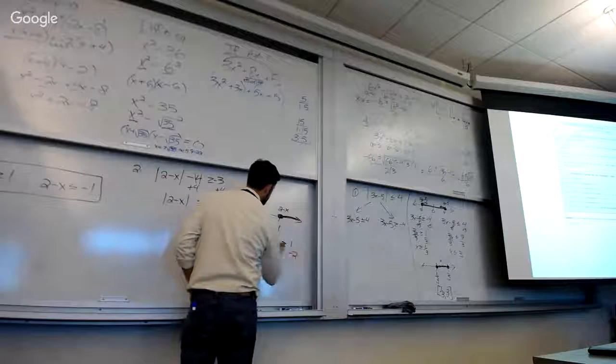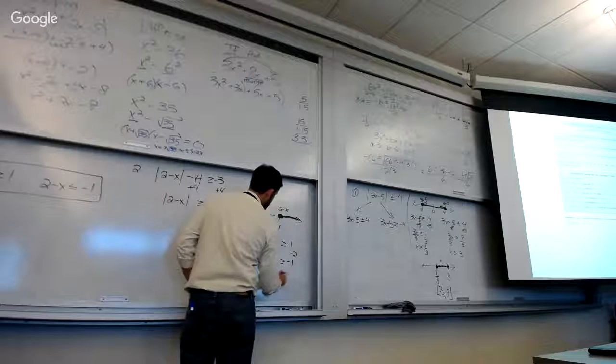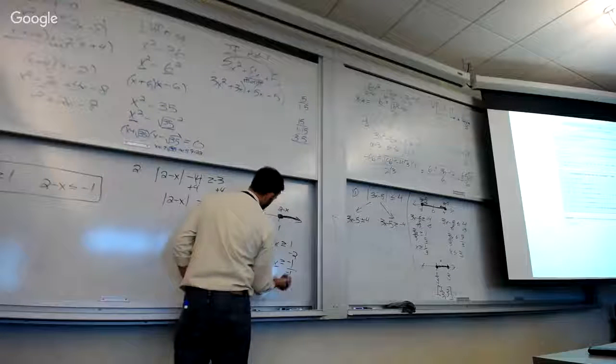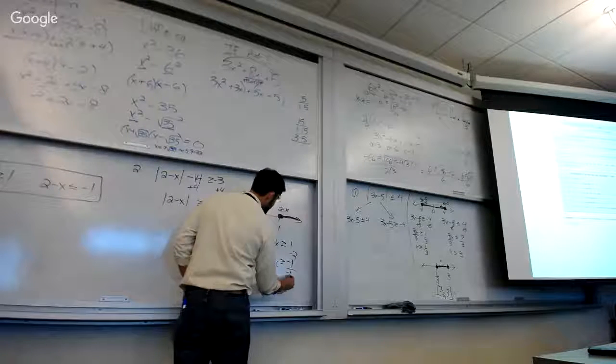Okay, so now same thing here. We subtract off the 2. Now we have negative 1x is greater than or equal to negative 1. We divide off the negative 1. And again, we have to flip the symbol. So now x is less than or equal to 1.